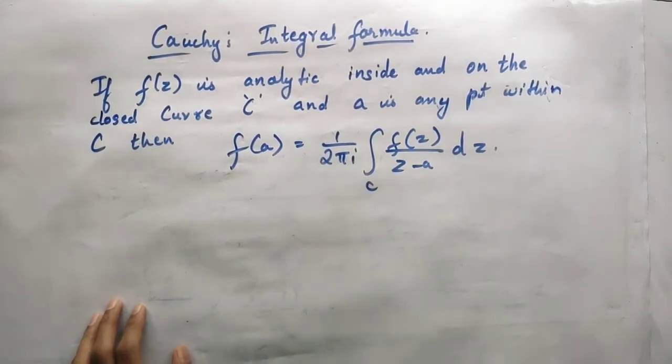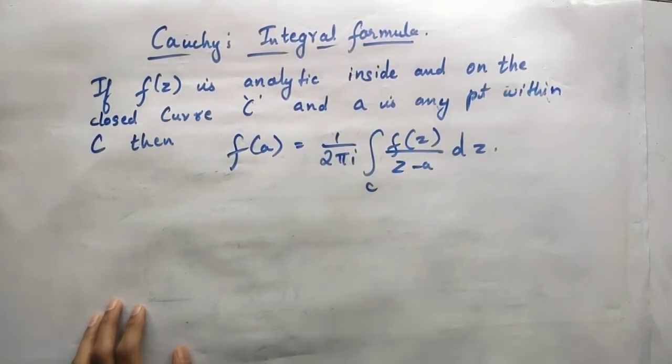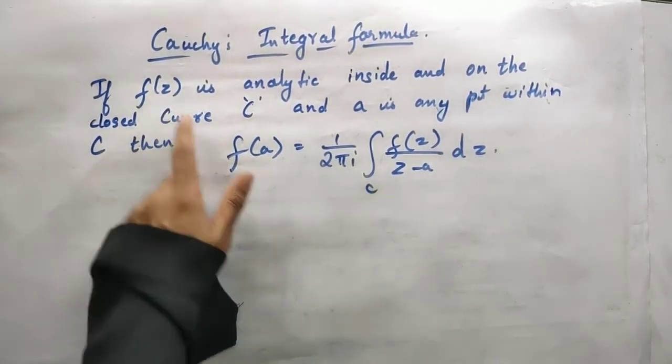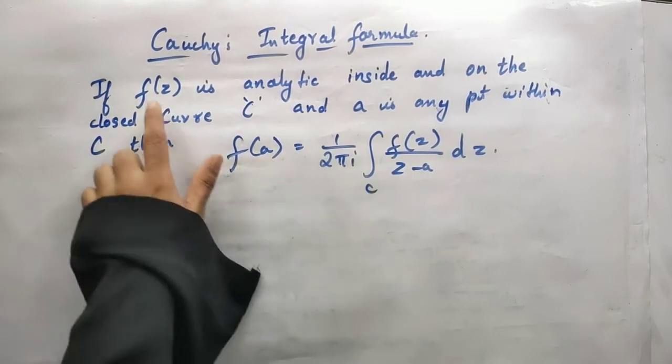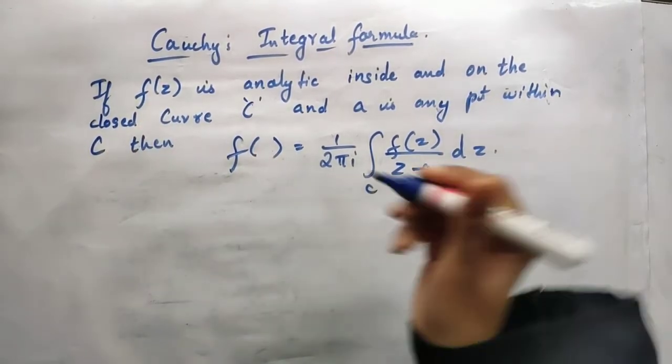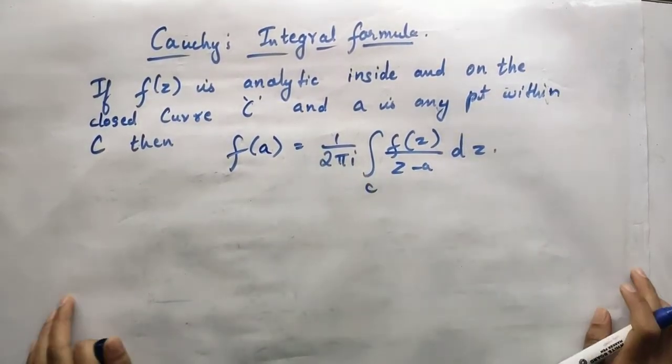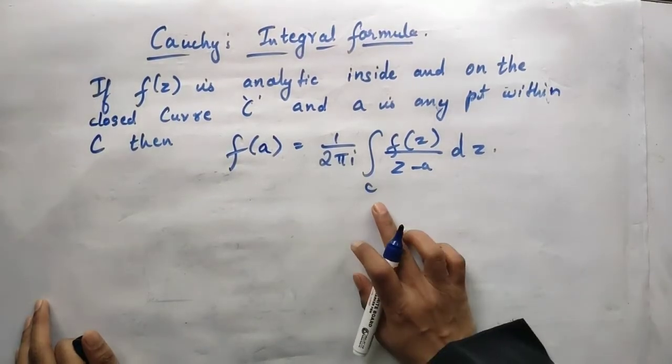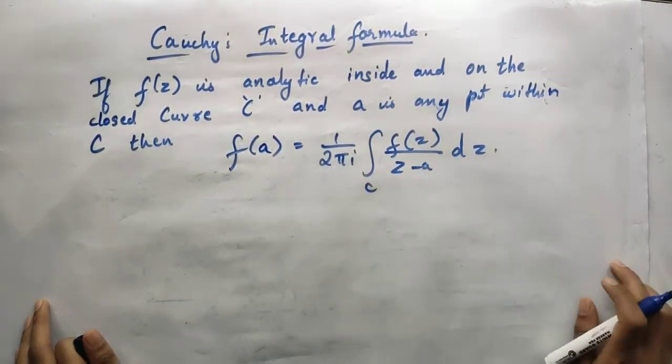Cauchy's integral formula. If f of z is analytic inside and on the closed curve C, and if a is any point within the curve C, then the value of the function f of z at the point A, that is f of A, is equal to 1 by 2 pi i integration over the curve C f of z divided by z minus A dz.